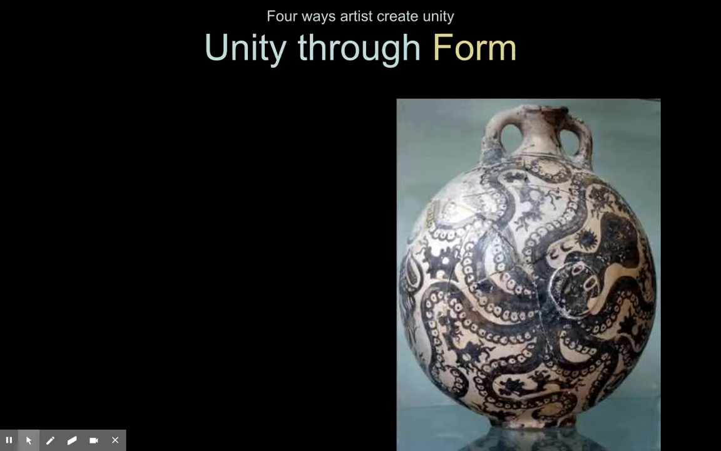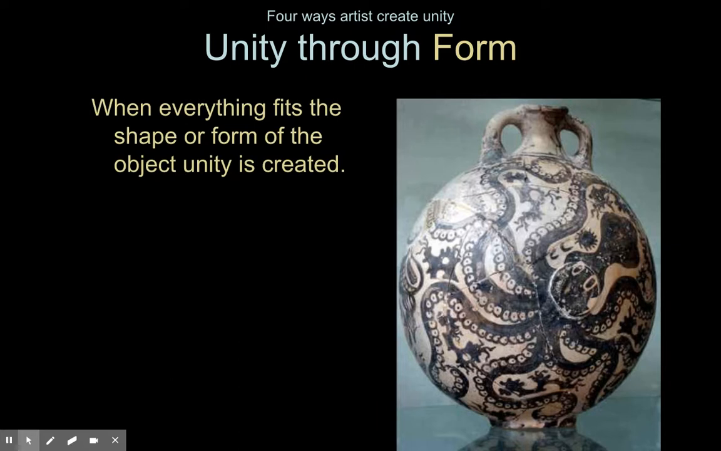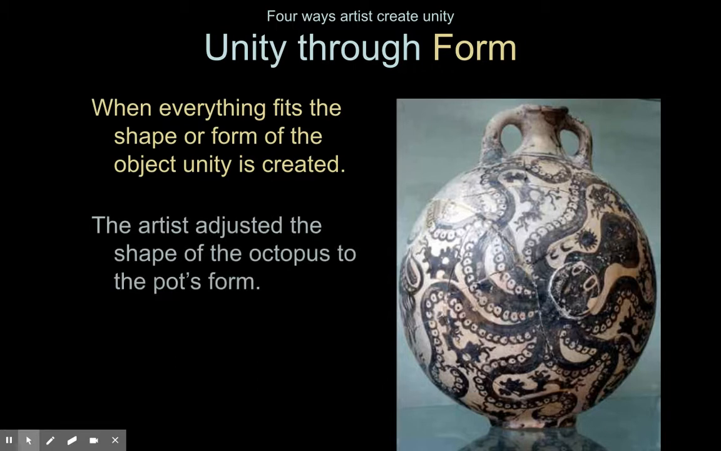So we're going to look at 4 different ways that you can create unity. And the first one is unity through form. So unity through form is when everything fits the shape or form of the object, unity is created. And the idea here in this piece is that the artist adjusted the shape of the octopus to fit the pot's form to create an idea of unity.